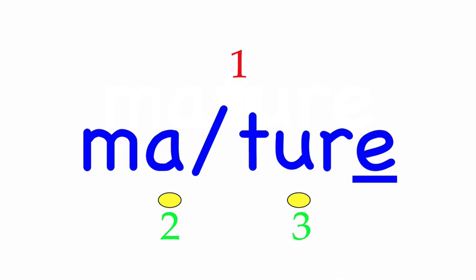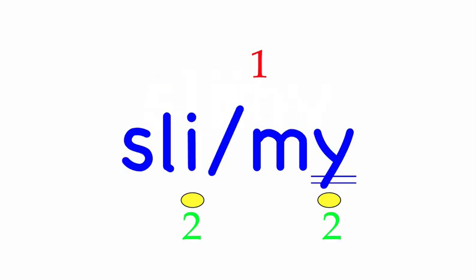Our final row 10, slimy. The slimy frog slipped away. Slimy. Two syllables, first syllable sly, three sounds. S, l, I. Me, two sounds, m, E. Slimy. Mark the word. Slimy.